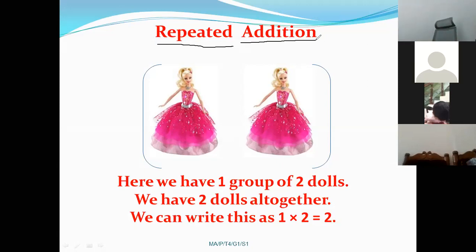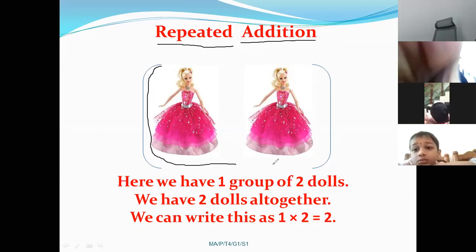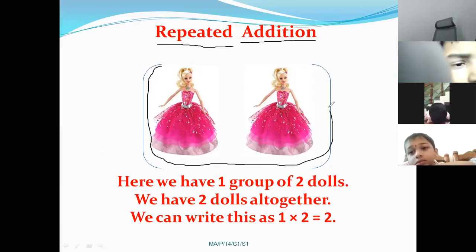Okay. Now you all can see in this picture, Barbie doll is there, right? So how many groups do we have here? Here we have only one group. You all can see this blue color line. I hope this time you all are able to see. This blue color line is there, no? So it is denoting one group.